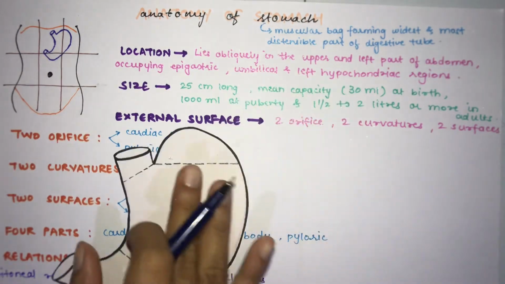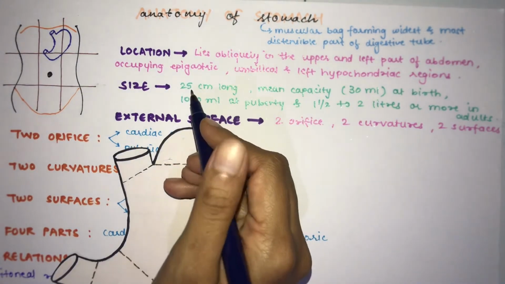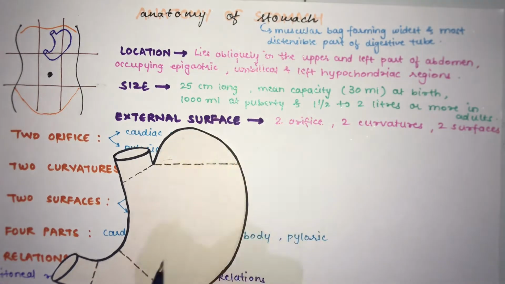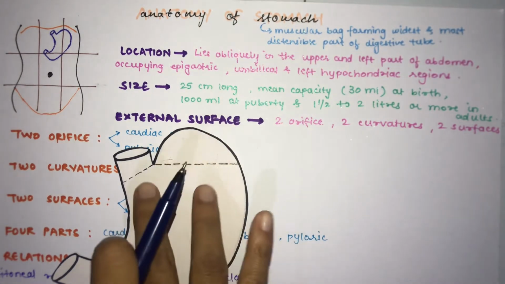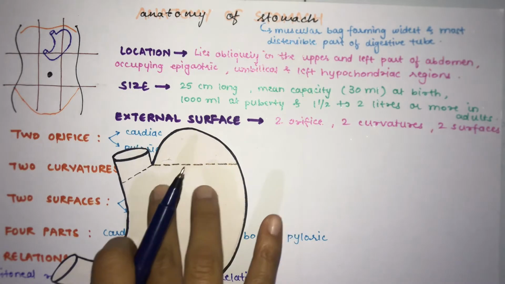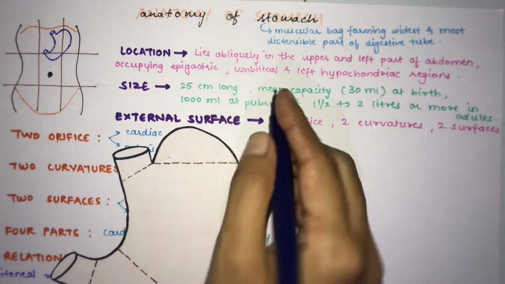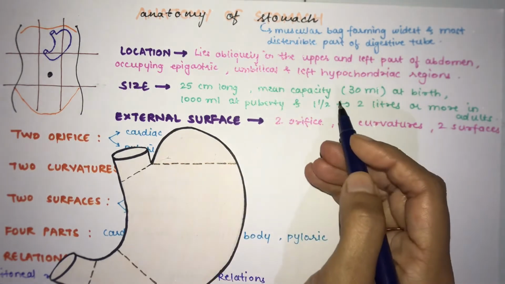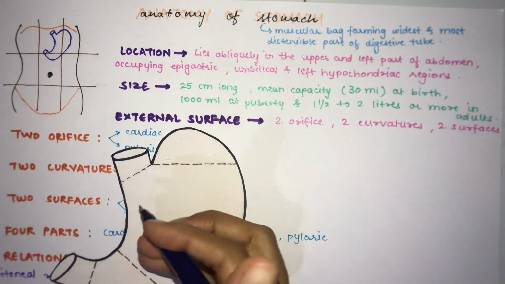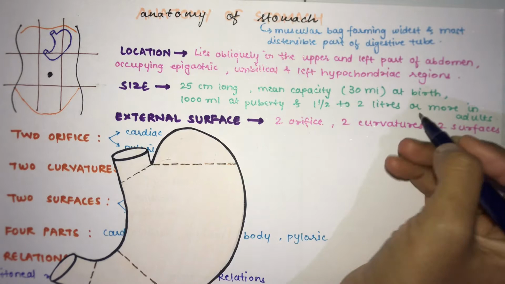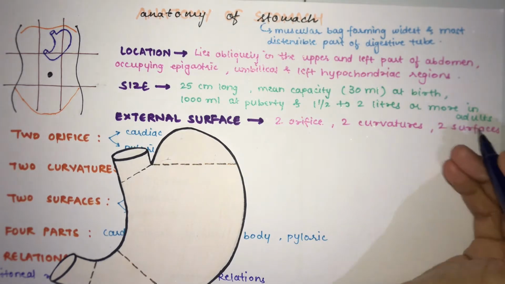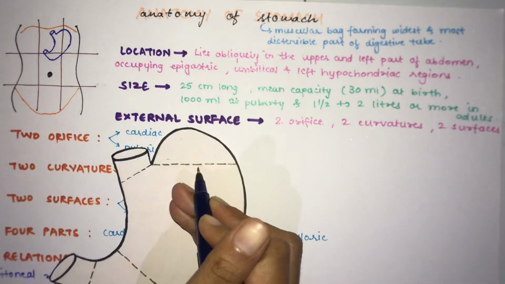Now what is the size of the stomach? The stomach is 25 centimeter long. The capacity is 30 ml at birth, and it increases to 1 liter in puberty, and in adults the capacity is 1.5 to 2 liters, or even more. So this is the size or the capacity of the stomach.